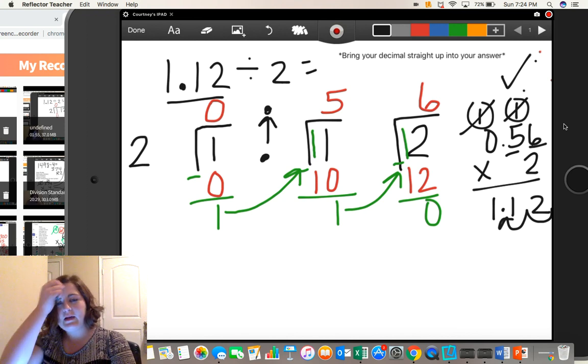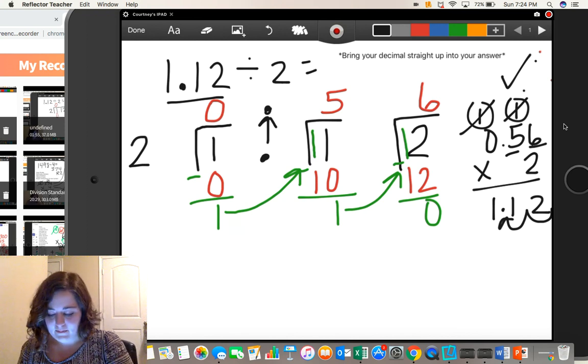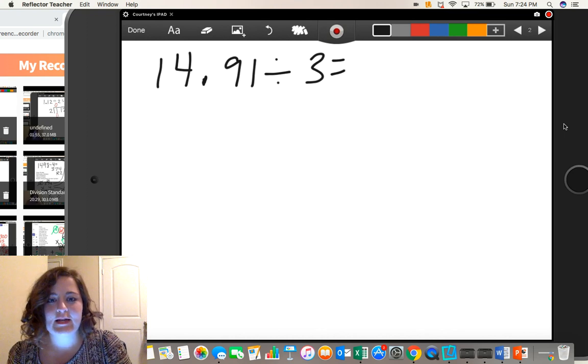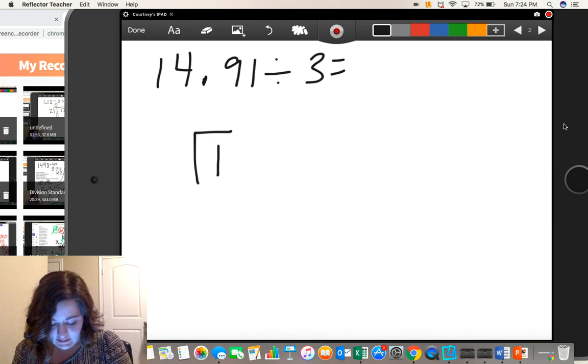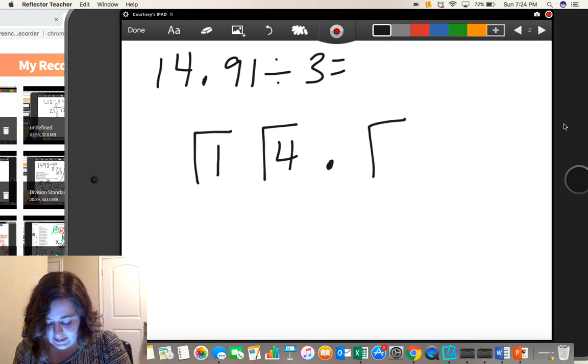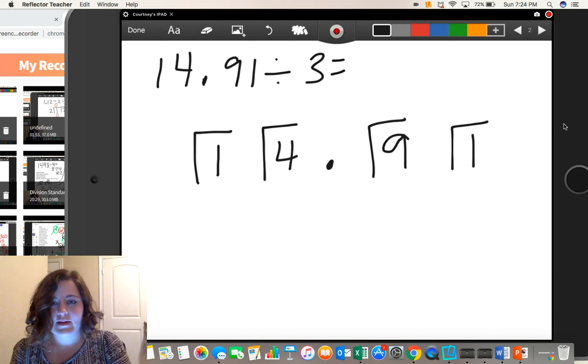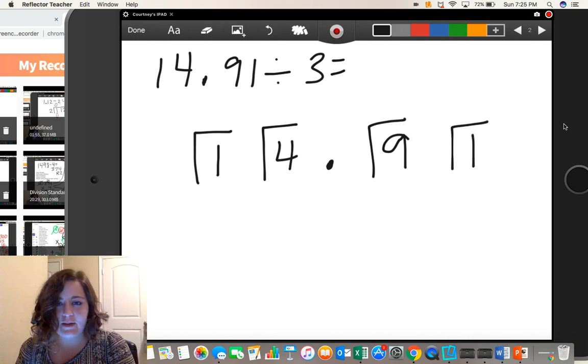And we're going to go ahead and go on to the next problem, which is going to be 14 and 91 hundredths divided by 3. So the first thing we're going to do is we're going to separate 14 and 91 hundredths into its own division house, since that is our dividend. So I need a 1, I need a 4. My decimal's here, so I'm going to put my decimal. My 9 needs its own house, and so does the 1. So I got all my digits there, and we're dividing by 3. That's our divisor, so I'm going to put it to the side.